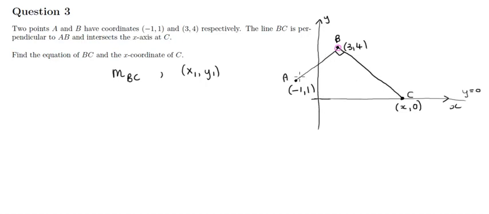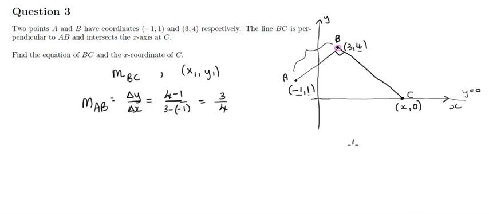And since we know BC is perpendicular to AB, if we can find the gradient of AB, we can then get the gradient of BC. So the gradient of AB, which is change in y over change in x. So we can take (x1, y1) as B, (x2, y2) as A, but it could be the other way around. So y1 minus y2, we can say 4 minus 1 over x1 minus x2, which will be 3 minus (-1). So this becomes 3 over 3 minus (-1), which is 4.